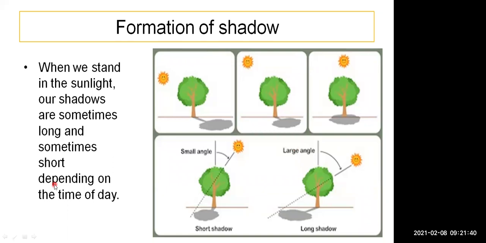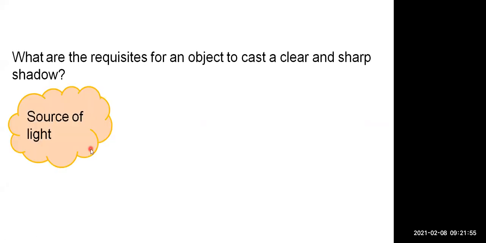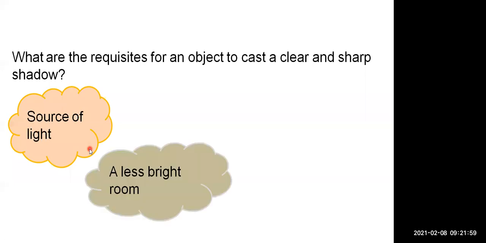Okay, now, what are the requisites? Requisites means what are the important things required for the formation of shadow? What all things are important? First of all, you should have a source of light. Then, if you are doing this activity at your home, obviously the room should be less bright.